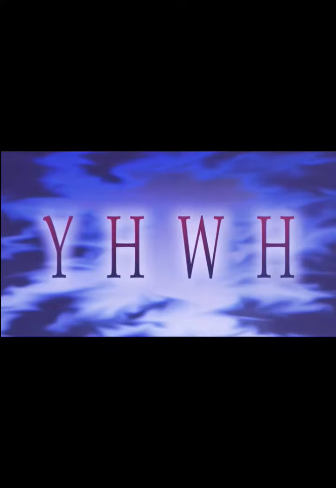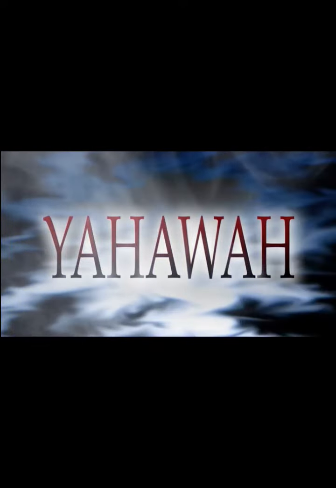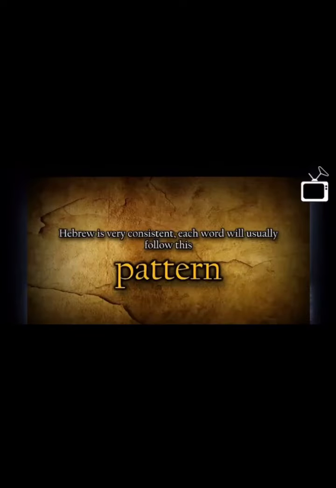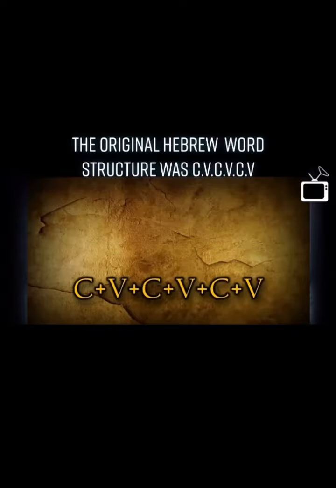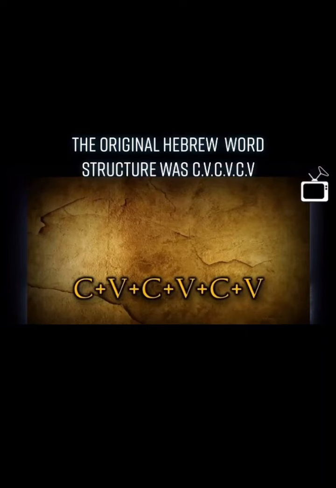So when you look at the name of the Most High, YHWH, all you have to do is place the letter A in between those letters and you will get Yahweh. That's the Most High's name in ancient Hebrew. Hebrew is very consistent. Each word will usually follow this pattern, as you see on your screen: consonant, vowel, consonant, vowel, consonant, vowel, consonant.